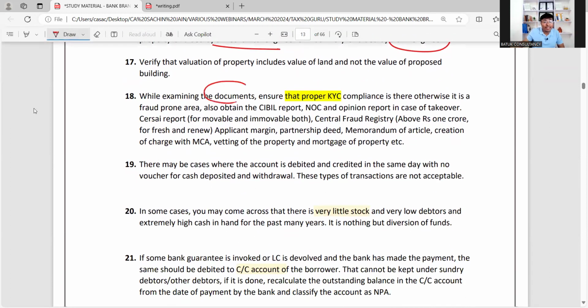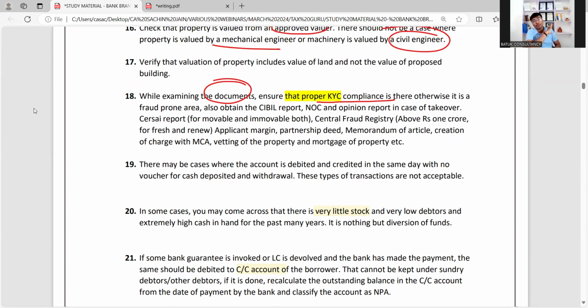While examining the documents, you need to ensure the KYC compliances, because KYC is the most important document. अगर किसी fraud का initiation होगा, the fraud will be initiated through your KYC only. So you need to check that the KYC is there. Also that the KYC is verified by the branch manager or by the banking staff, that उन्होंने इस KYC को confirm कर दिया है from the original documents. You need to check the CIBIL report, NOC, opinion report in case of takeover. Waiting report is also required. So all these types of documents are required to verify the genuineness of the file.